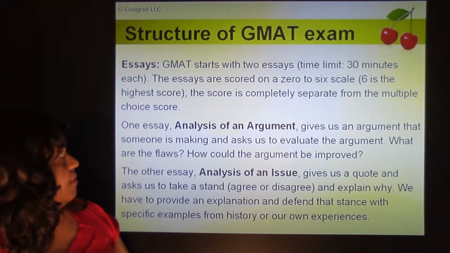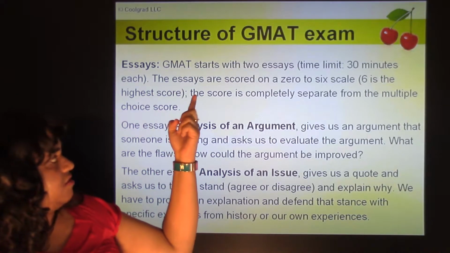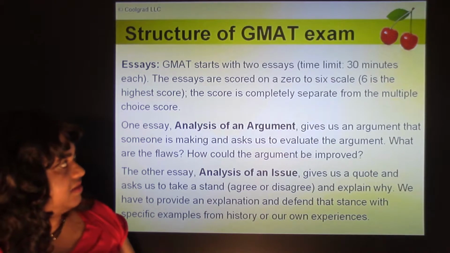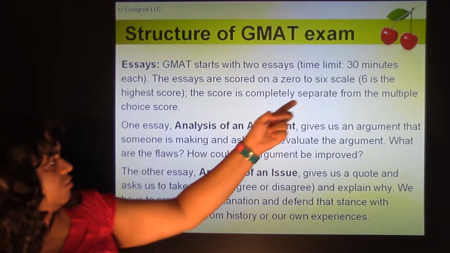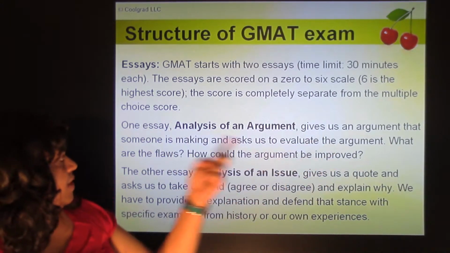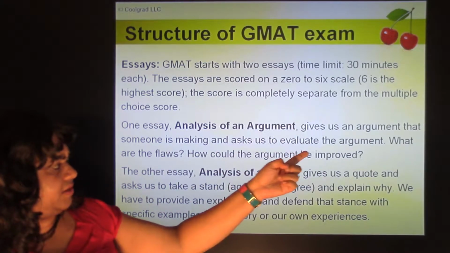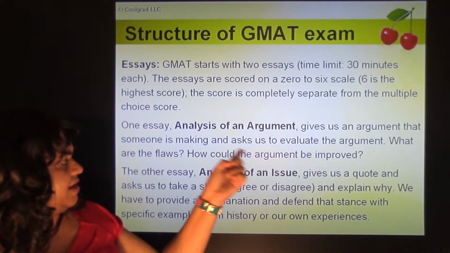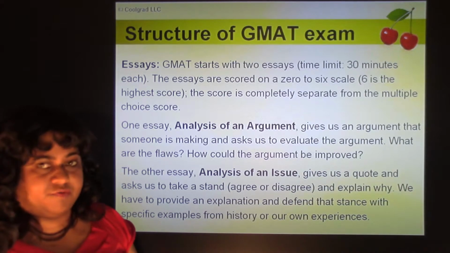Structure of GMAT exam. So there's the essay section. The GMAT starts with 2 essays, time limit 30 minutes each. The essays are scored on a 0 to 6 scale. 6 is the highest score. Score is completely separate from the multiple choice score. So, one essay is analysis of an argument, gives us an argument that someone is making and asks us to evaluate the argument. What are the flaws? How could the argument be improved?